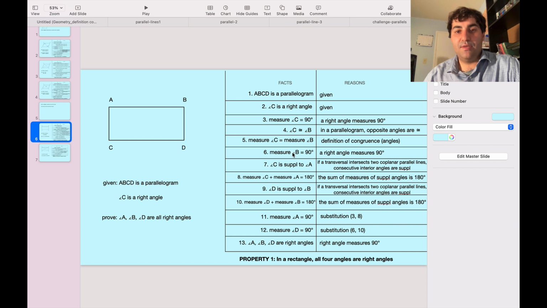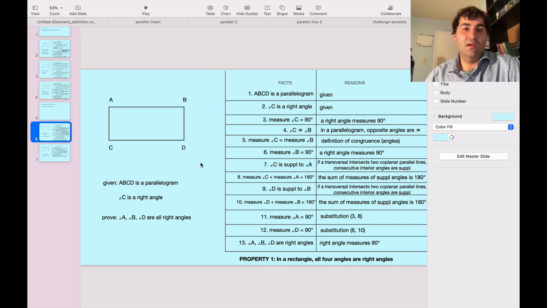So we know that the measure of angle B is going to be 90 degrees also, since it's equal to the measure of angle C, right? And right angles measure 90 degrees. So we can use this fact to get this. We know if a transversal intersects two coplanar parallel lines, then consecutive interior angles are supplementary.